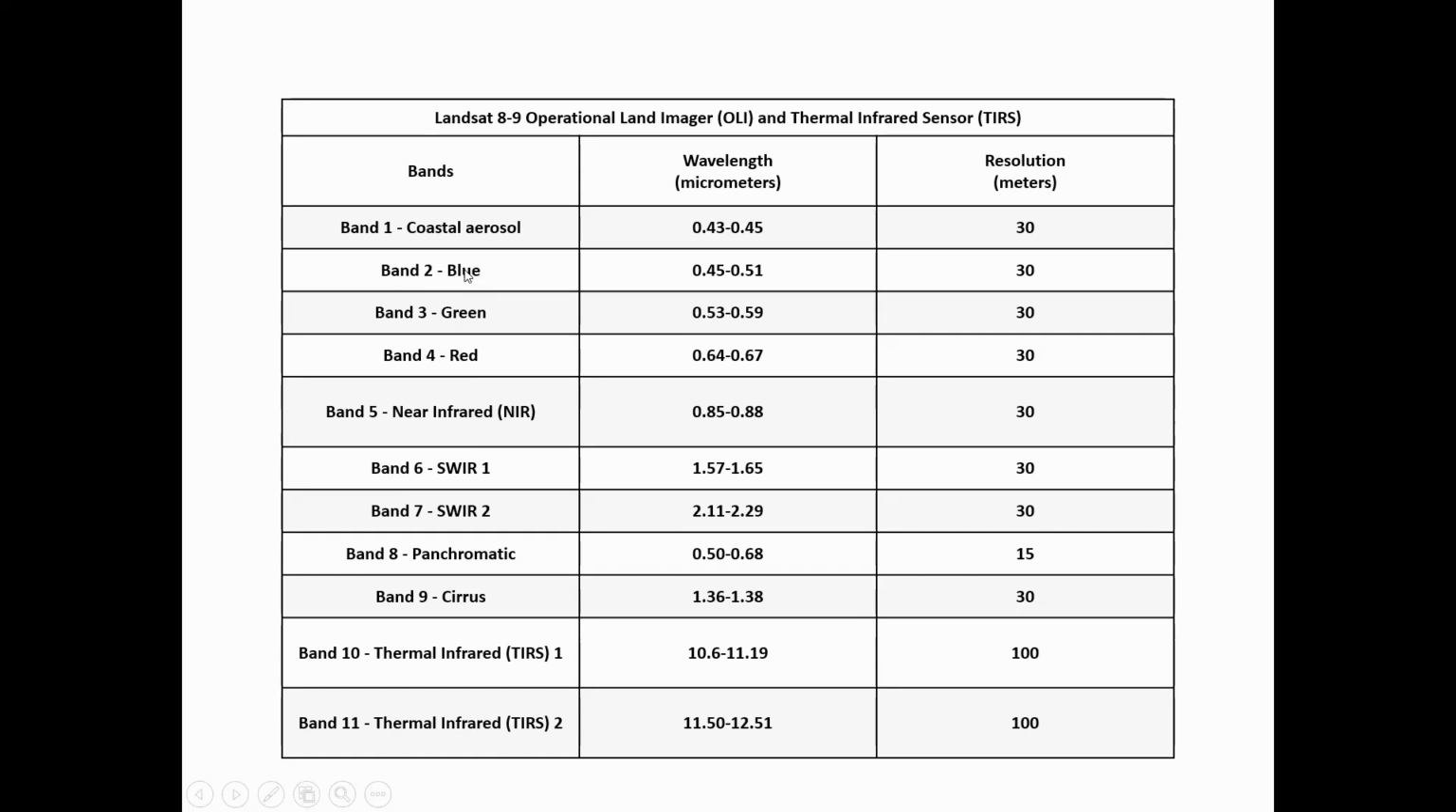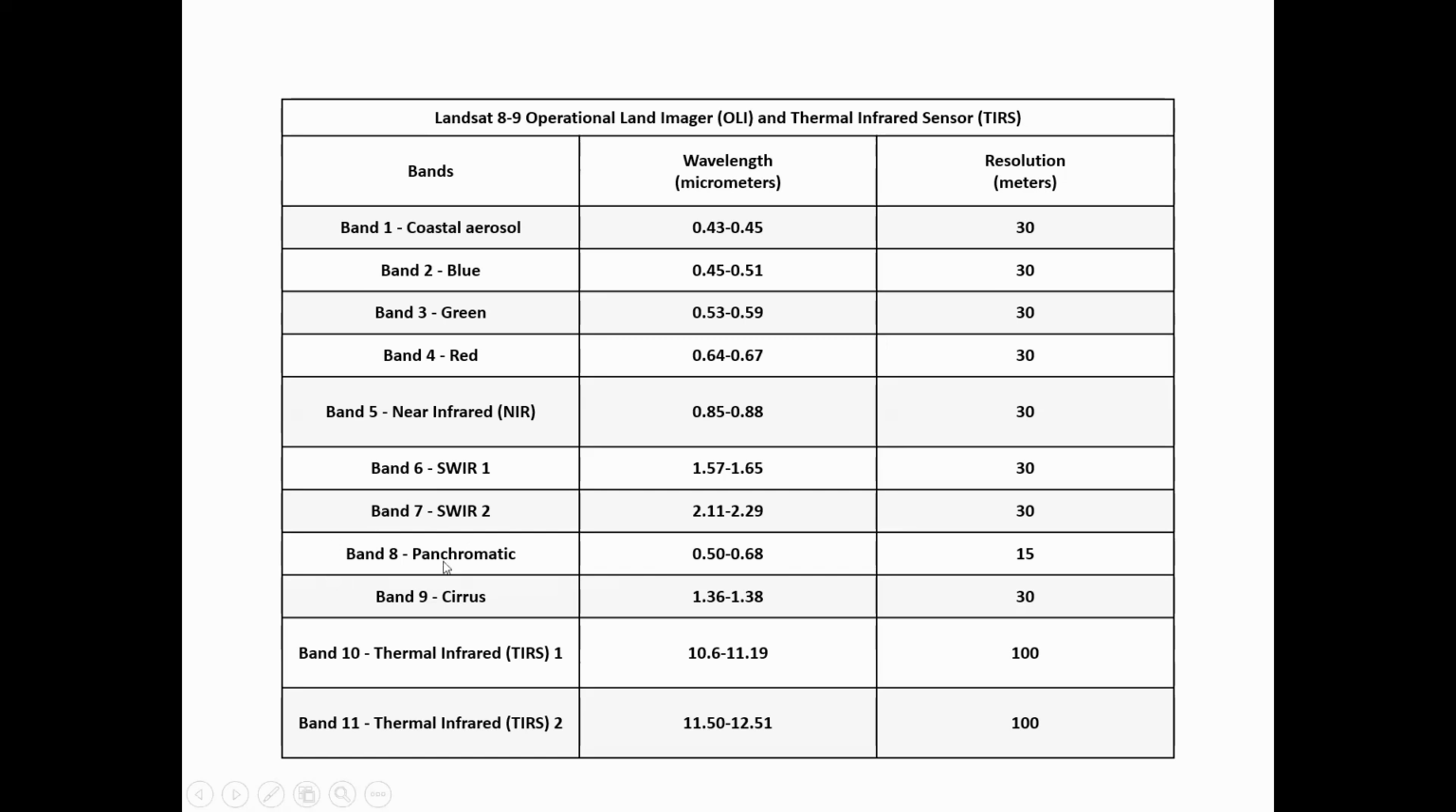Band 2 gives us information about water bodies. The shortwave infrared bands, band 6 and 7, give us information about human structures, like built-up areas, roads, dams, and bridges. These types of information we will get from the shortwave. And band 9 gives us the information of the cirrus cloud.